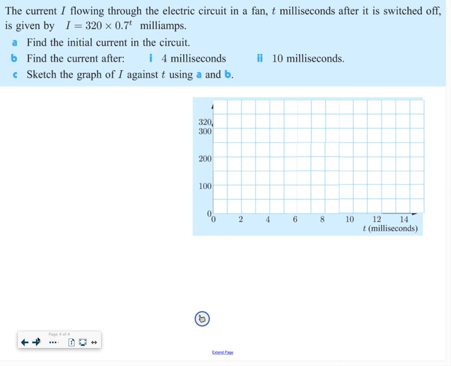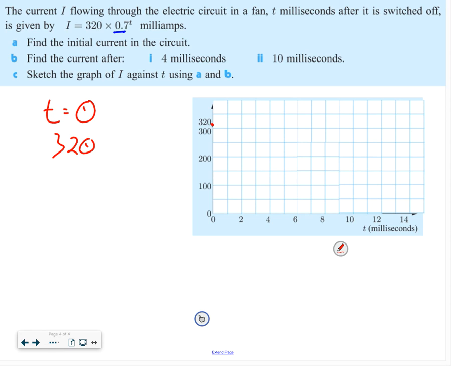So let's look at an example here. The current I flowing through the electric circuit in a fan, T milliseconds after it is switched off, is given by this function. Notice that our a value, 0.7, is less than 1, so we are expecting a decreasing exponential function here. For the initial current in the circuit, that's when T is equal to 0. Well, we know that's going to be 320. So we have our initial current in the circuit.